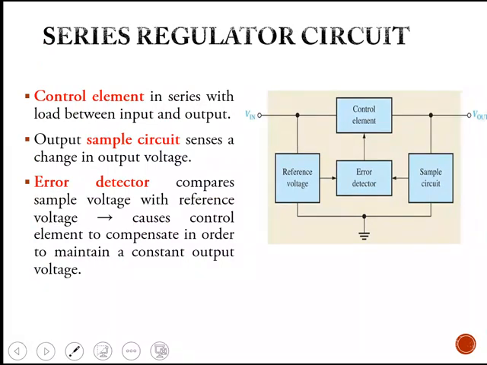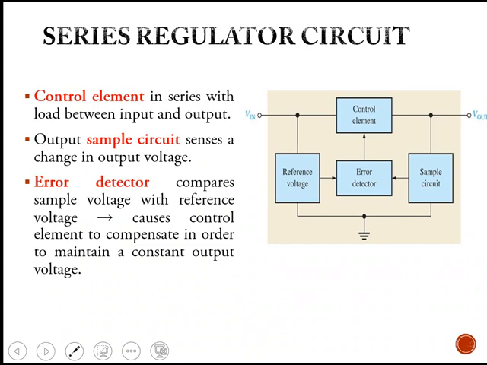As you can see, you have the control element which adjusts the output voltage, which maintains this Vout constant. What it does is, you have the reference voltage. This is your unregulated DC supply which comes from the filter. And you have the sample circuit which takes the feedback signal. The reference signal and the feedback signal is given to the error detector, which in turn controls the element in order to maintain the output voltage constant irrespective of the variations in the input or the variations in the load current.